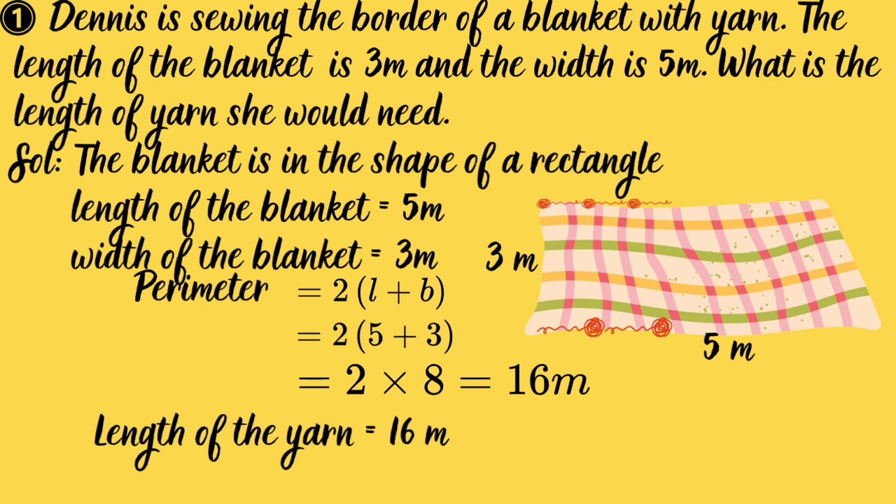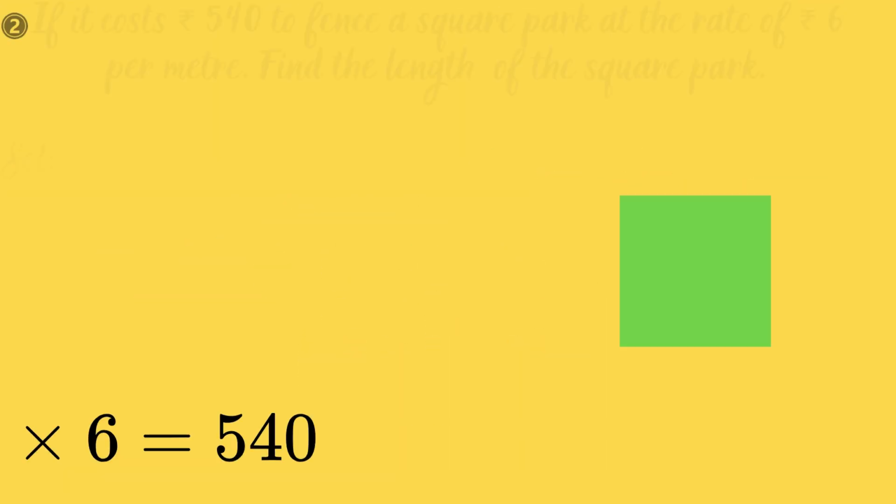Now, since the blanket is in the shape of a rectangle and length is given as 5 meters and width is given as 3 meters, perimeter of a rectangle is 2 times (length plus breadth), which is 2 times (5 plus 3), which is 2 times 8, that is 16 meters. Therefore, length of the yarn required is 16 meters.